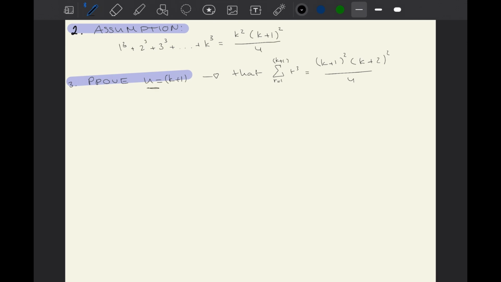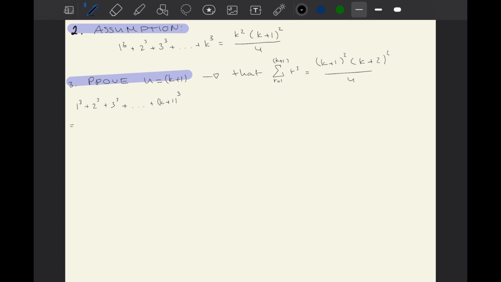Because once again, our n is k plus 1, so this would translate into this expression instead. Okay, so let's start proving. What we're trying to prove is that 1 cubed plus 2 cubed plus 3 cubed plus etc. plus k plus 1 cubed.